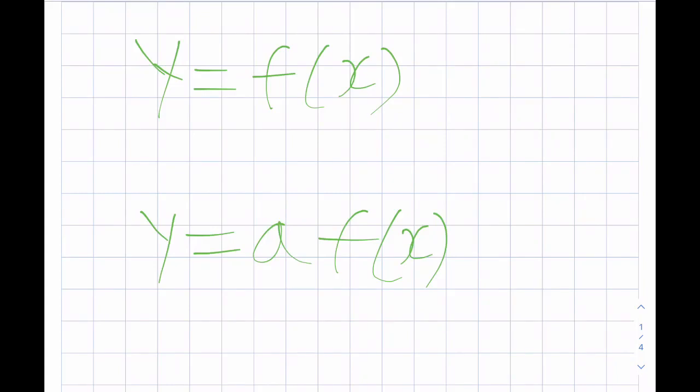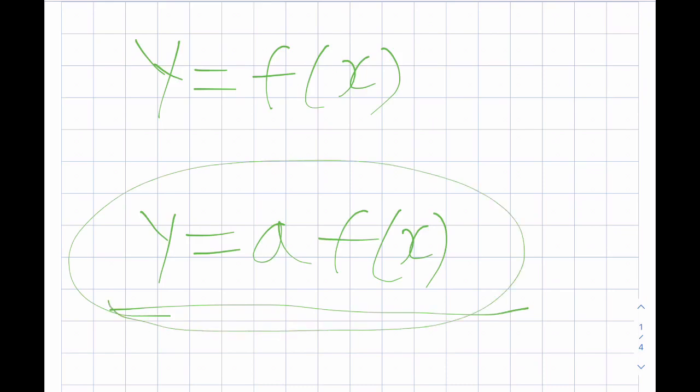Hey guys, today in this video we will be looking at vertical stretches of functions. So in general, for any function y equals f of x, the graph of y equals a f of x, where a is any real number, results in a vertical stretch. So this function right here is the vertically stretched form of y equals f of x.